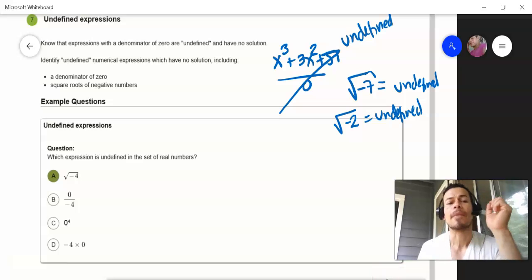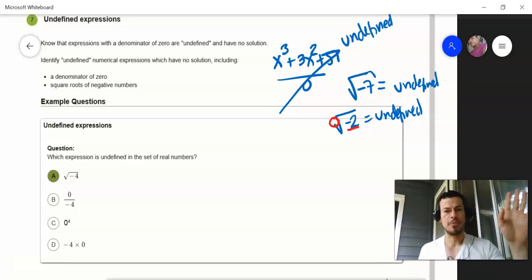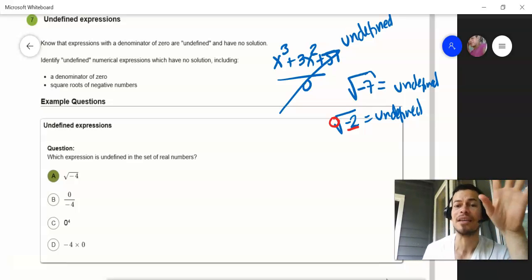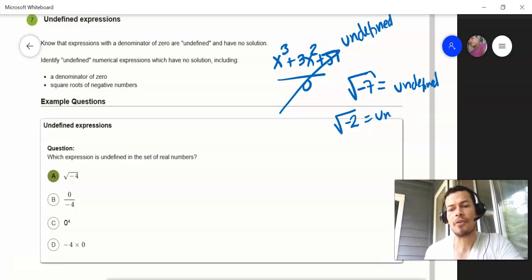Okay, and before I keep going, every single time that you have the square root of a negative number, that square root is undefined, okay? Or you can calculate the imaginary solution, but we are not going to get into that yet until we see it later in this review. By now, you know that square roots of negative numbers are undefined. So now, we did that review there.